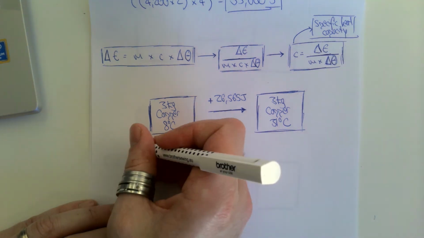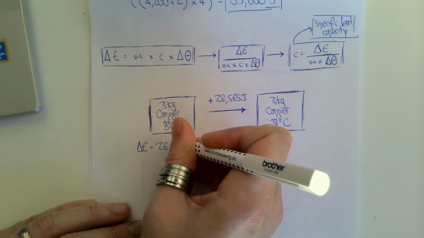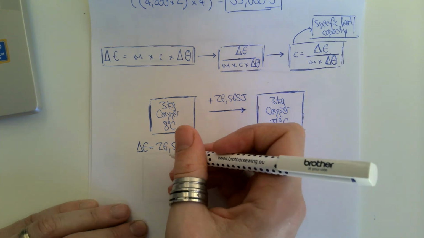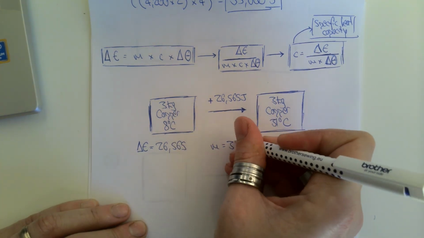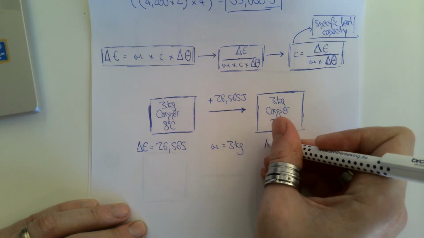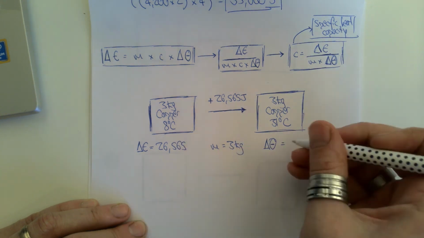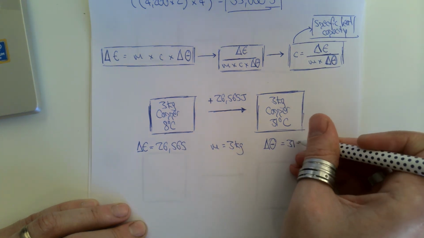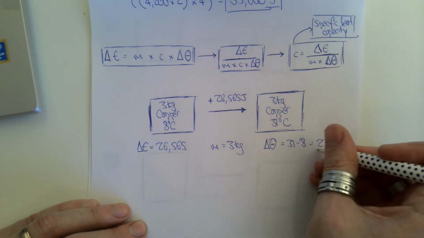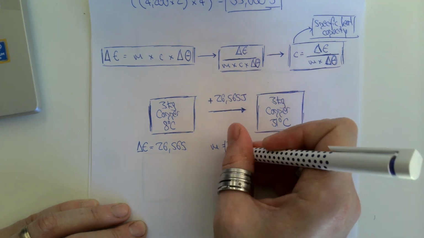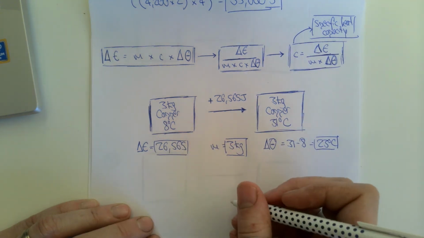So if we've got that, we can then use those figures to work out these 3 terms. So we know that our change in energy equals 26,565. We know that our mass equals 3 kilos. And we know that our temperature change, our difference in temperature, so 31 minus 8 becomes 23 degrees Celsius. So all we're left with doing is plugging these numbers into our equation.